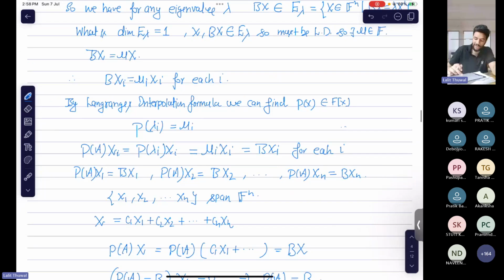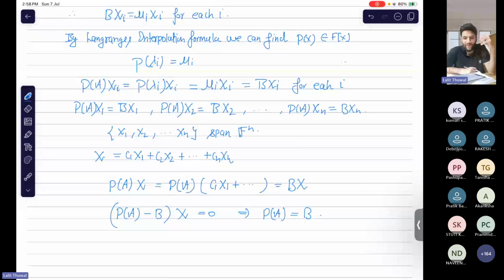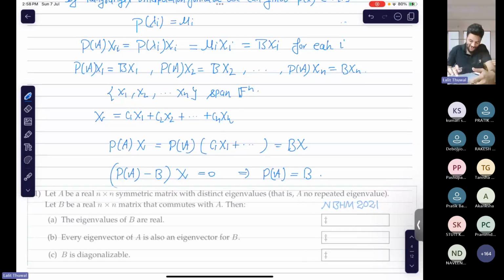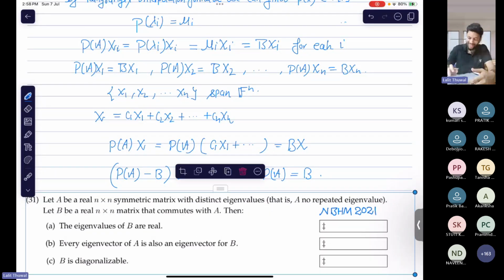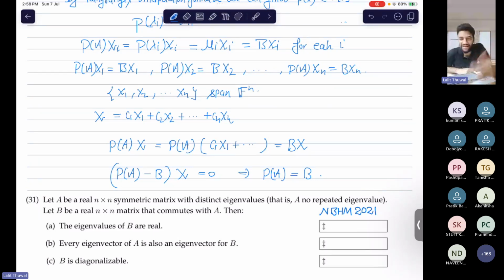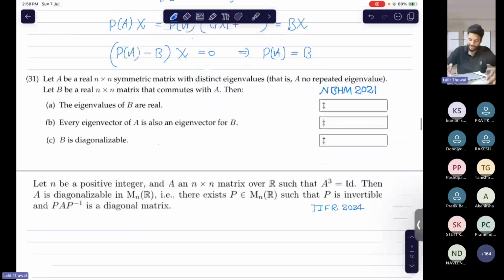If you have any doubts, then please do ask. Otherwise we go to the question which was asked in 2021 in the NBHM exam. No questions? Okay. Sir, can you talk about the Lagrange polynomial? Please, I can give you the reference. You can read about it in Hoffman and Kunze. He discussed it. Lagrange polynomial is an interpolation formula. You can read about it.